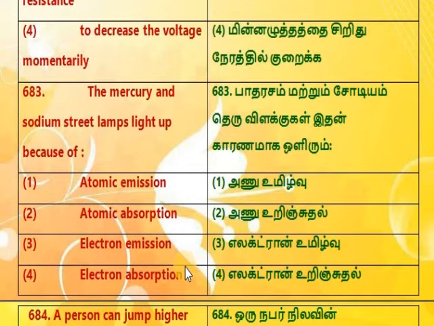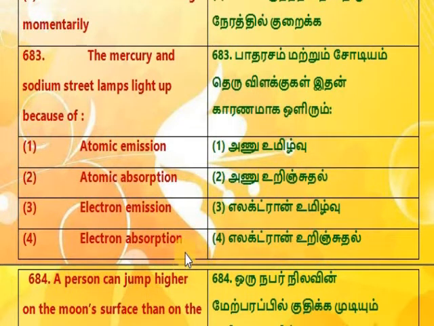683. The mercury and sodium street lamps light up because of: 1. Atomic emission, 2. Atomic absorption, 3. Electron emission, 4. Electron absorption.